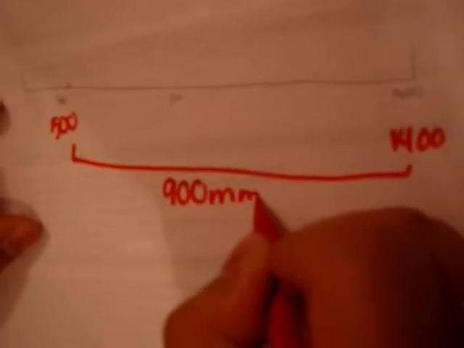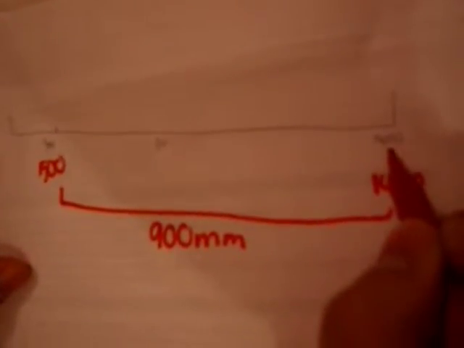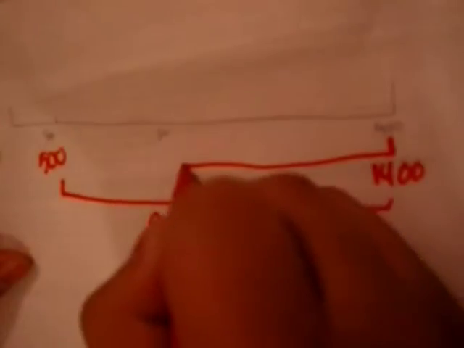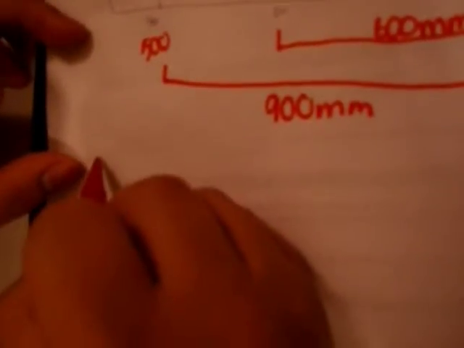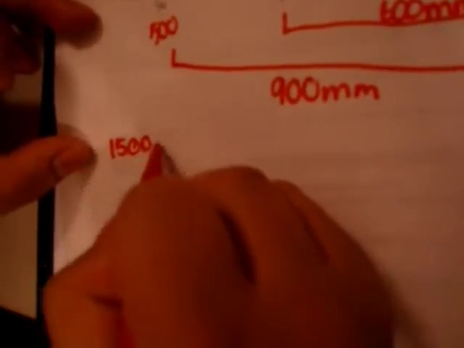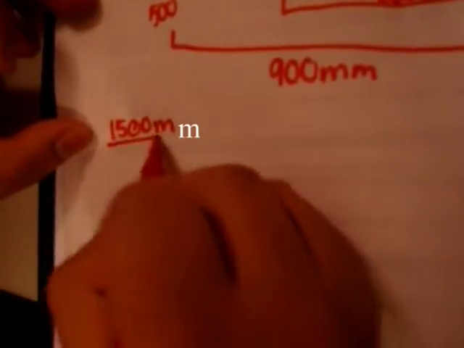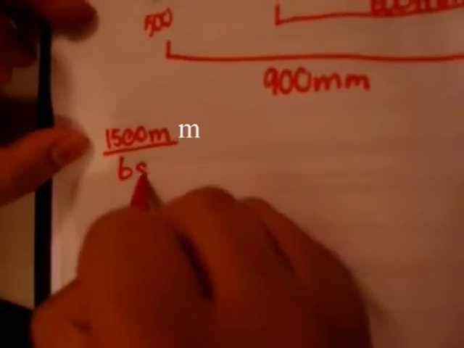So from 500 to 1400 is 900 millimeters difference. And when it bounces back from 1400 to 800, it is 600 millimeters. And 900 plus 600 equals 1500 millimeters over a period of 6 seconds.